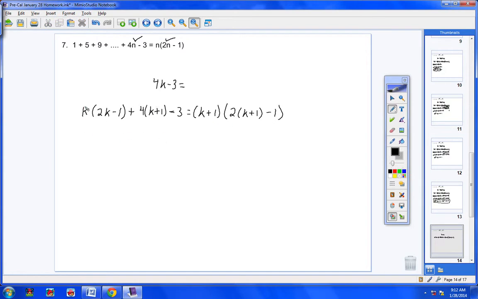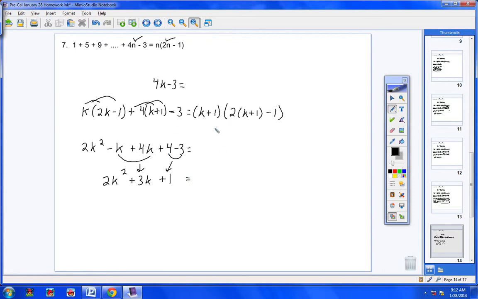Let's start on the left side first. Multiply your k through, and you would have 2k squared minus k. Then multiply a positive 4 through. 4 times k is 4k, and 4 times 1 is 4. And then bring down your negative 3. Now let's combine like terms, and we would finally end up with 4k squared plus 3k plus 1. I combine these two terms to get 3k. I combine these two terms to get 1.